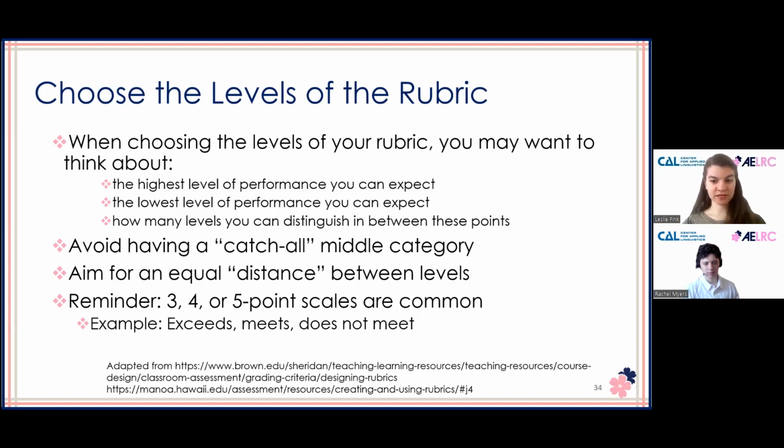Also, try to aim for an equal distance between your levels. You don't want to jump from a very low level to a high level and then a small step to an excellent level beyond that. As I said before, 3, 4, and 5-point scales are common, and a popular example of this would be exceeds, meets, and does not meet expectations for the different criteria.